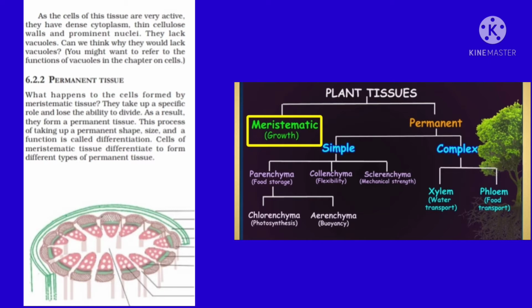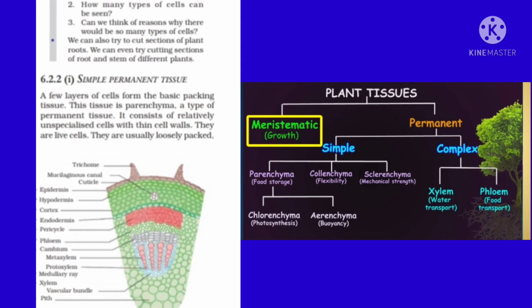This process of taking up a specific role, losing the ability to divide, and taking up a permanent shape, size and function is called differentiation. So who goes for differentiation? These meristematic tissues differentiate to form permanent tissues. The first type of permanent tissue is simple permanent tissue. These simple permanent tissues are further divided into parenchyma, collenchyma and sclerenchyma.